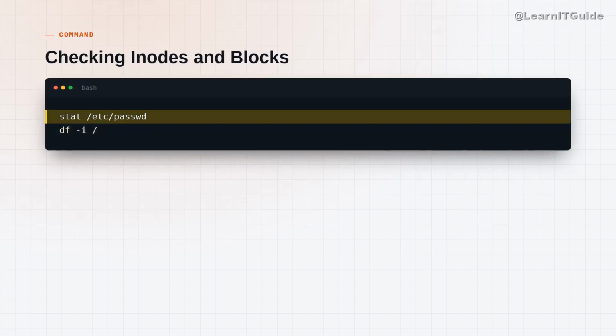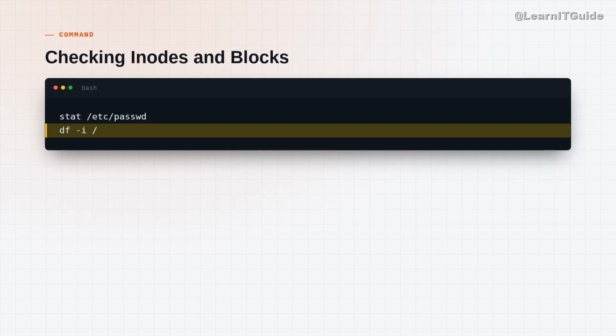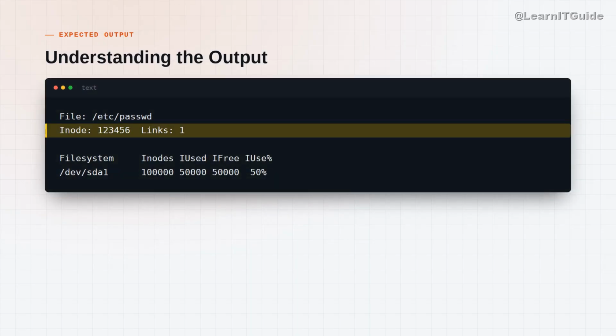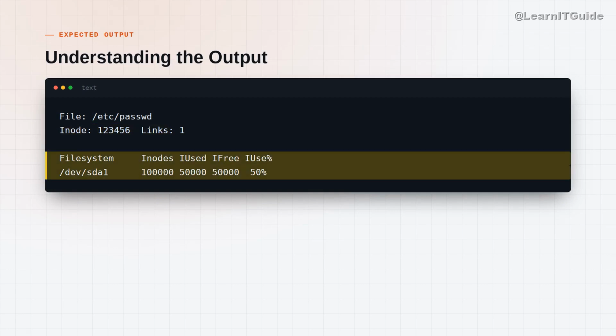On the first line, we use the stat command. This shows us the exact inode number for a specific file. On line 2, we use the df command with the -i flag. This is the key to solving the out of space problem. The output here is critical. Notice the inode number, that is the unique ID for the file record. Below, the df output shows that we have 50% of our inodes used.